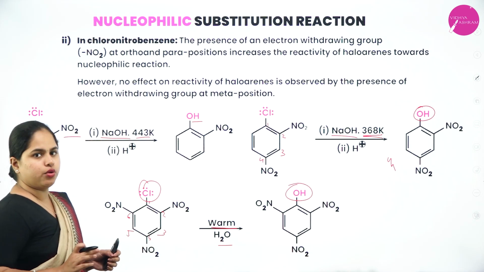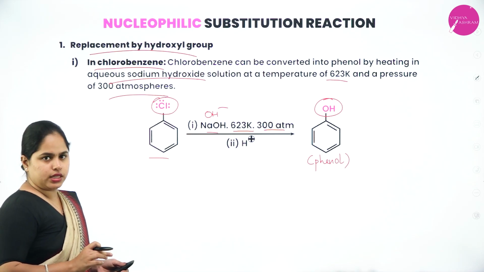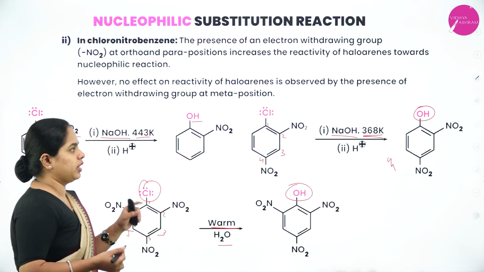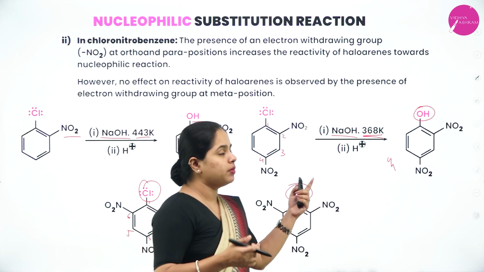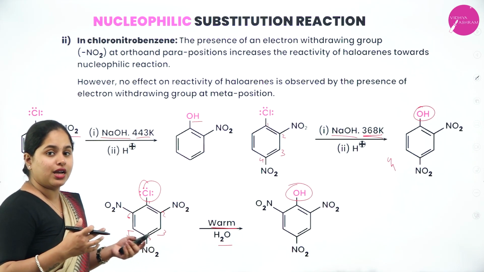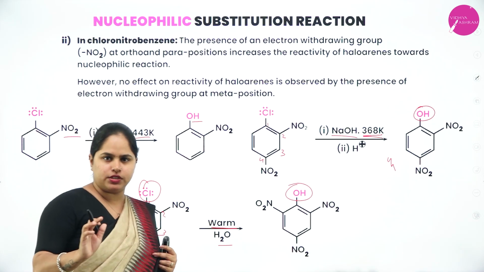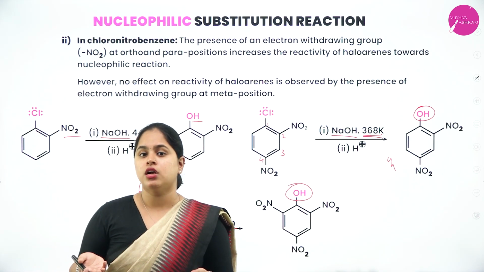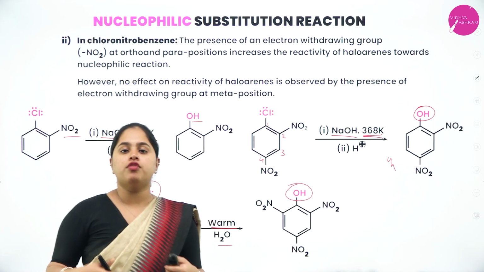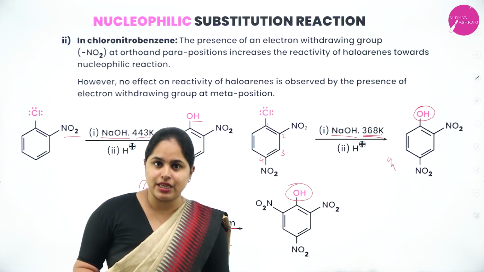So from here, what you can understand is, without the presence of the nitro group, it was 623 Kelvin. In the presence of one nitro group, it became 443. In the presence of two nitro groups, it became 368. And in the presence of three nitro groups at the ortho as well as para positions, when it is completely filled, we just have to warm it. We do not have to increase the temperature too high. It just has to be warmed. So it means that the presence of the nitro group is making the nucleophilic substitution reaction easy, right?